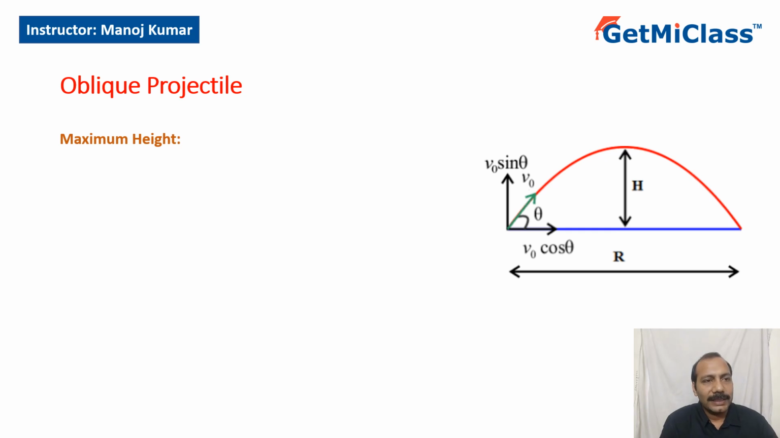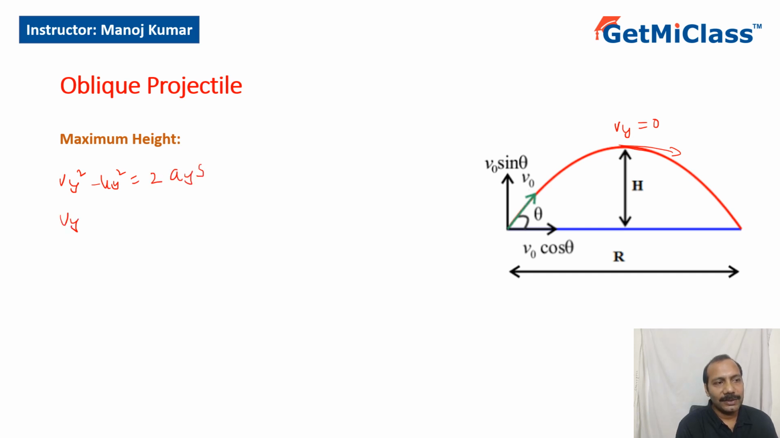Now let's look at the next part, that is maximum height. How do we calculate maximum height of a projectile? Maximum height is due to vertical motion and vertical velocity. At the highest point, we have only horizontal velocity; we don't have vertical velocity. So the vertical velocity at the highest point is 0. I'll use the expression vy square minus uy square equal to 2 ay into s.